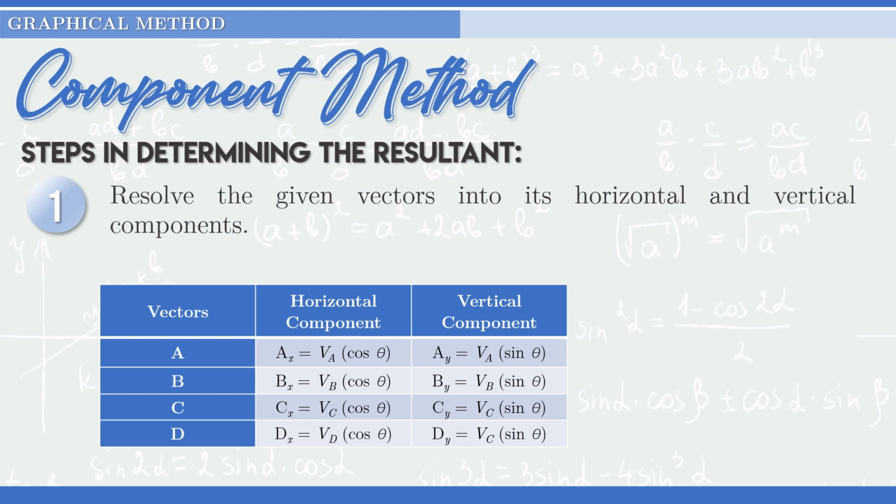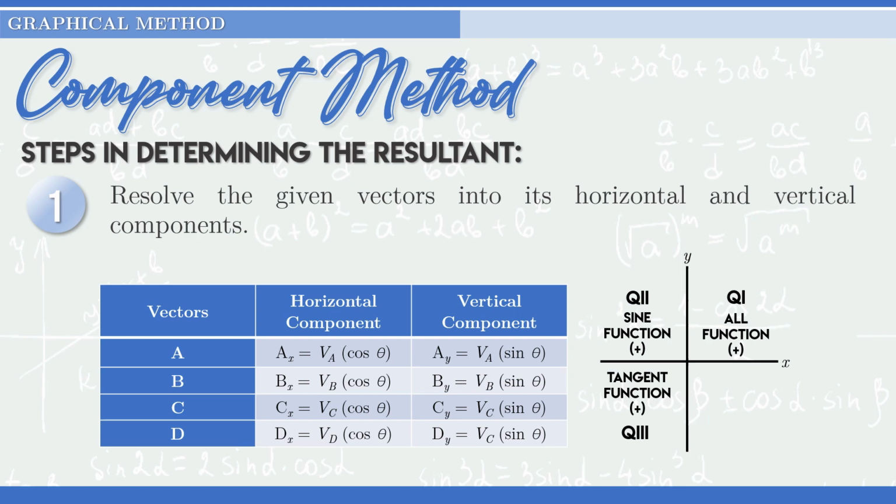To determine the appropriate sign of the horizontal and vertical components of the given vector, we should follow the different quadrants of the Cartesian coordinate system where the vector lies. First, in quadrant 1, all functions are positive. In the second quadrant, sine and its reciprocal are the only positive functions. In the third quadrant, tangent and its reciprocal are the only positive functions. And lastly, cosine and its reciprocal are the only positive functions in quadrant 4.